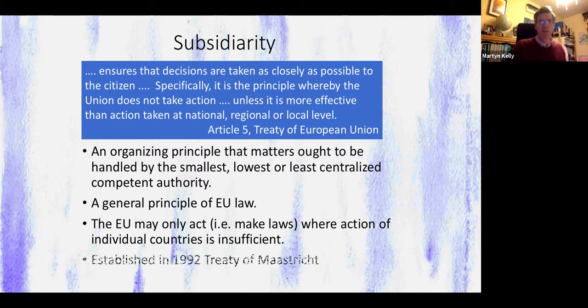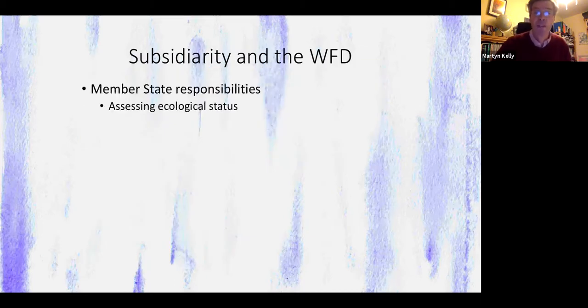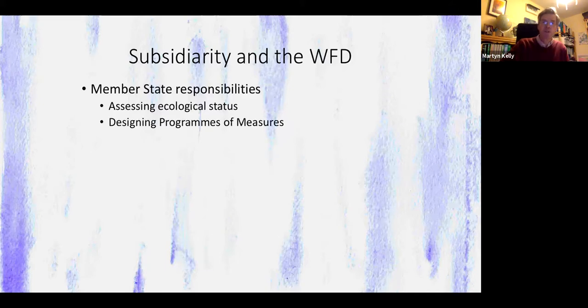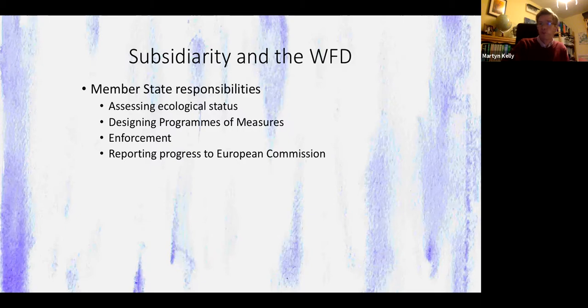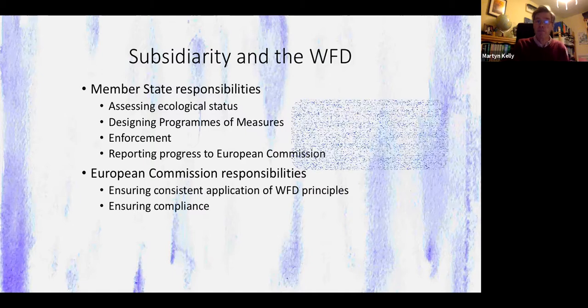So the way subsidiarity is working is that the member state sets up the monitoring framework, does the assessment of ecological status, designs programs of measures, enforces water management steps, and reports progress to the European Commission. The European Commission, on the other hand, ensures consistent application of the Water Framework Directive and ensures compliance.